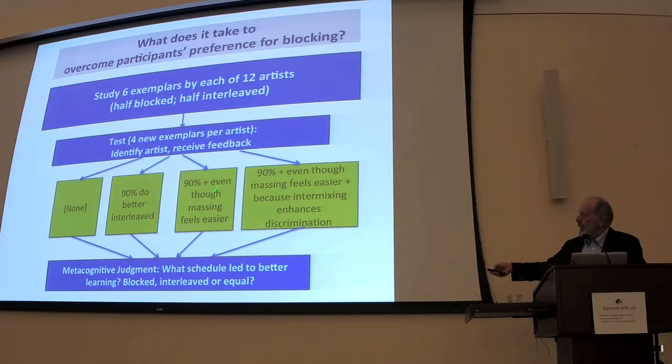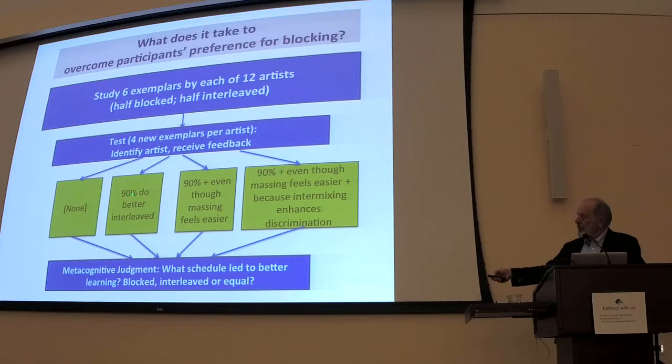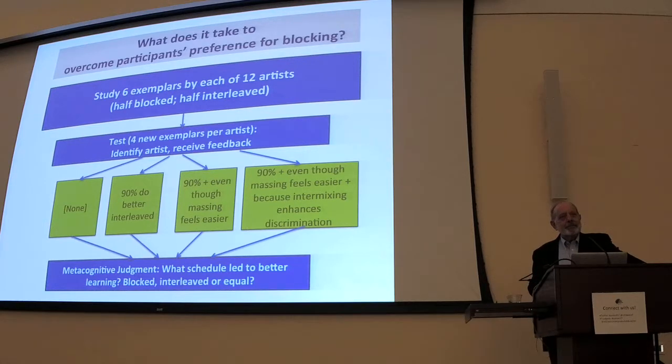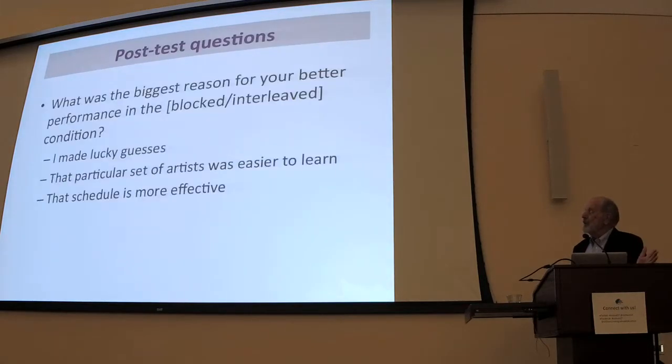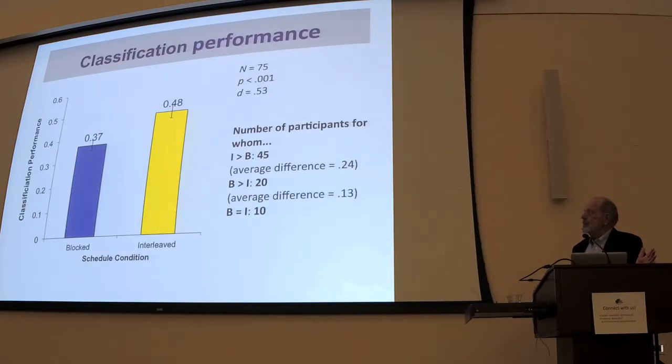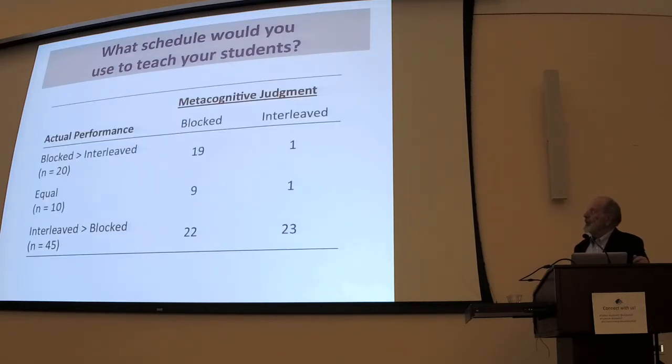This one's even more heavy-handed. We tell them 90% do better interleaved, although massing might have felt better. This one, we give them that, and we even say why intermixing might help. And basically, the one result I want to focus on in particular, in this case, we tell them 90% do better interleaved. About 80% of the people think they're in the other 10%.